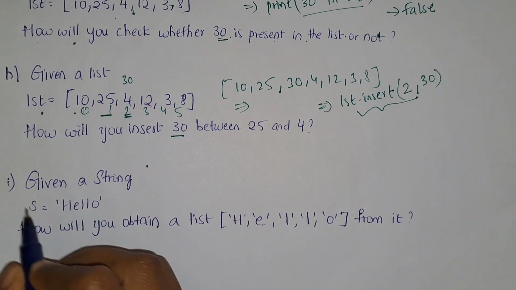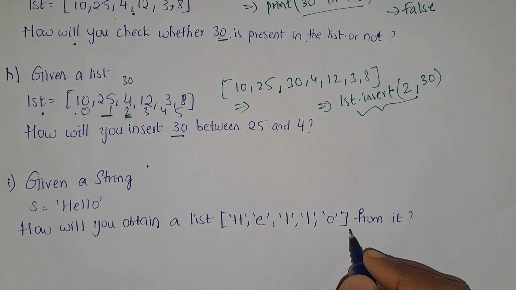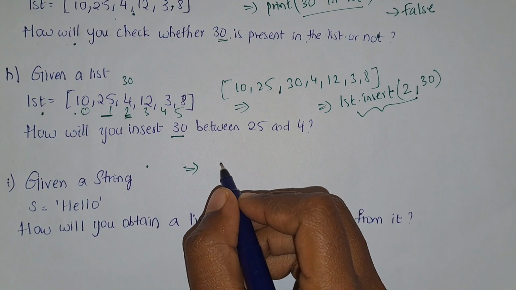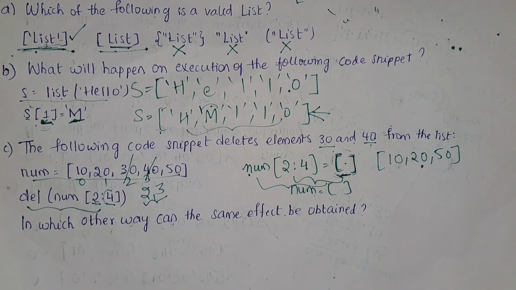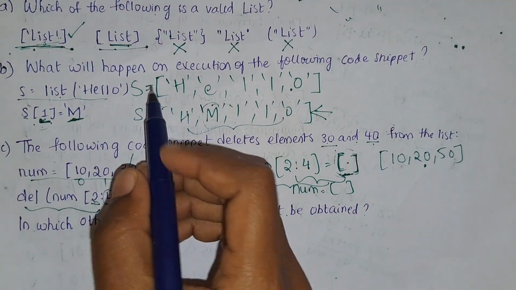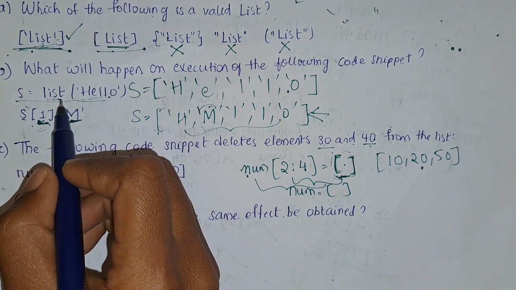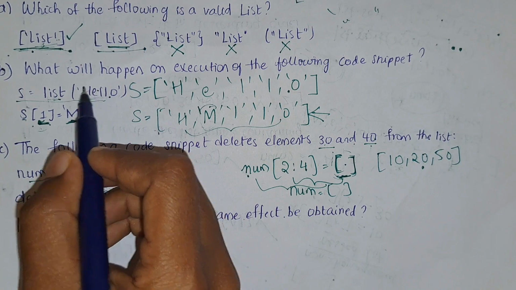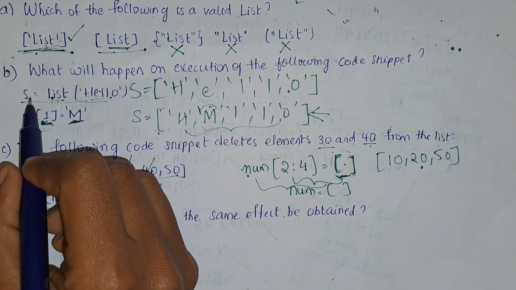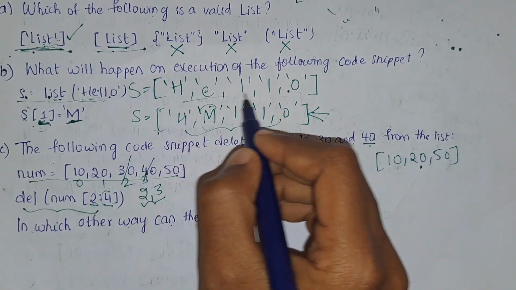Next, to convert the given string into a list, the simple way is, if you observe this question, you have been given a string and you have used the list function. So here the string is converted into a list and you have stored it in the s variable. So this is the way.